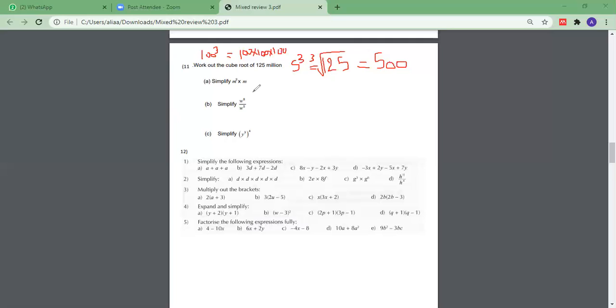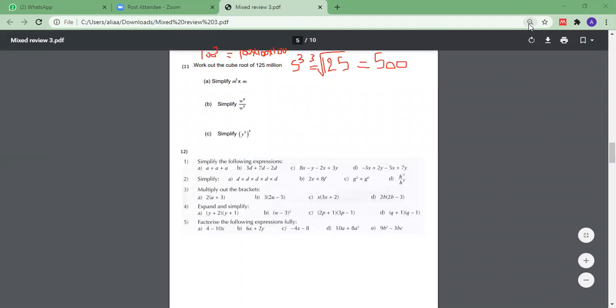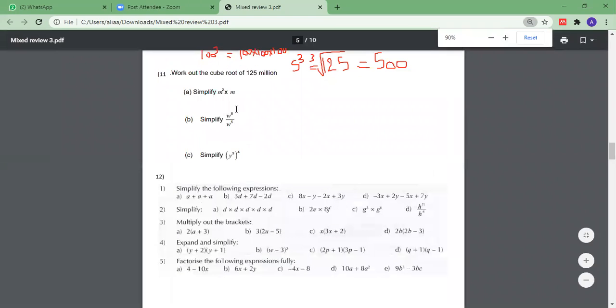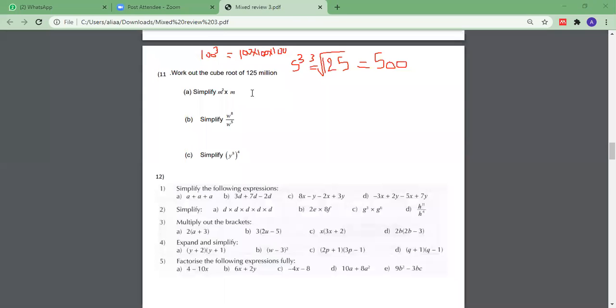Let's see the next question. Here, I have simplify: m power 2 times m will be m power 3, sorry, m power 3. w power 8 divided by w power 5 will be w power 3. y power 3 to the power 4: we multiply the powers, so it will be y power 12.